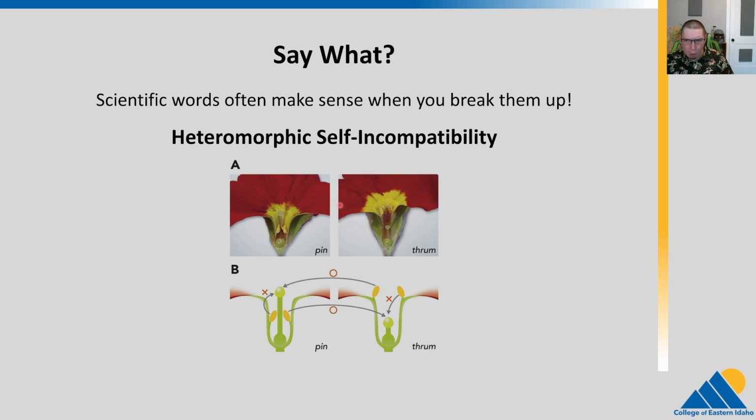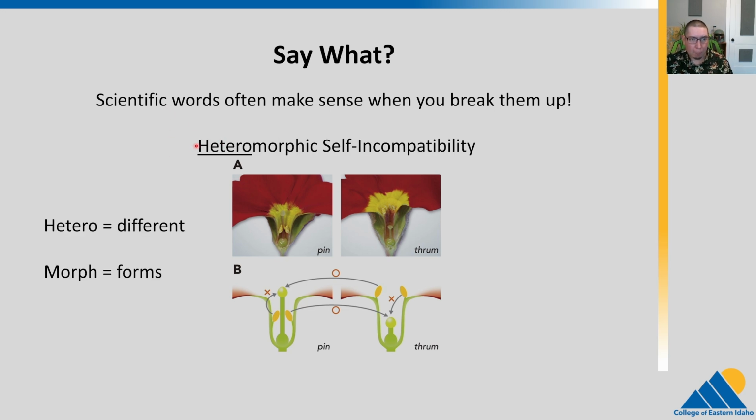So, heteromorphic self-incompatibility. That describes a whole phenomenon in a short little term. What is that? Well, let's break it down. Let's start with the first part. Hetero. Hetero means different, okay? Different. And then the second part, morph. Morph means form. So heteromorphic means different forms. We have two different forms here. And then we have self-incompatibility. They are incompatible with themselves. They have to have two different forms here. So that word, when we break it down, hopefully makes a little bit more sense there.